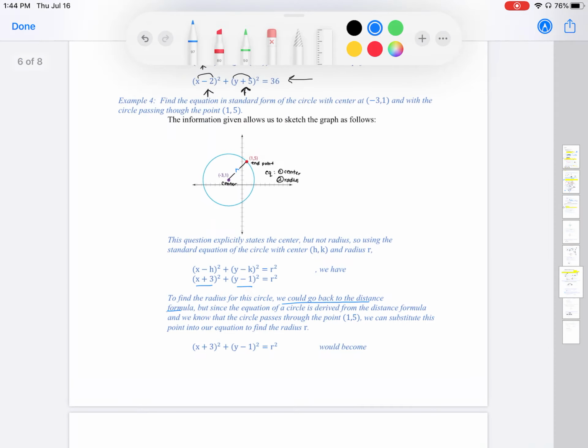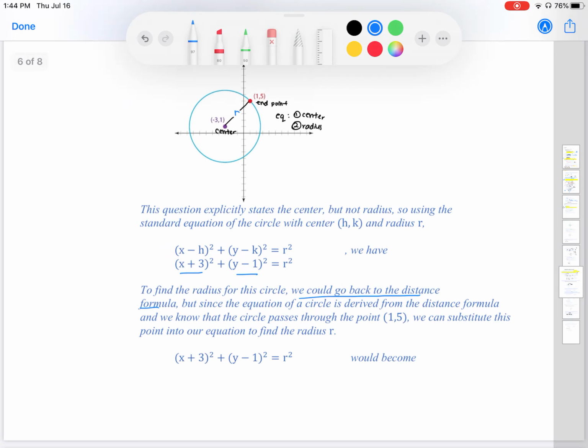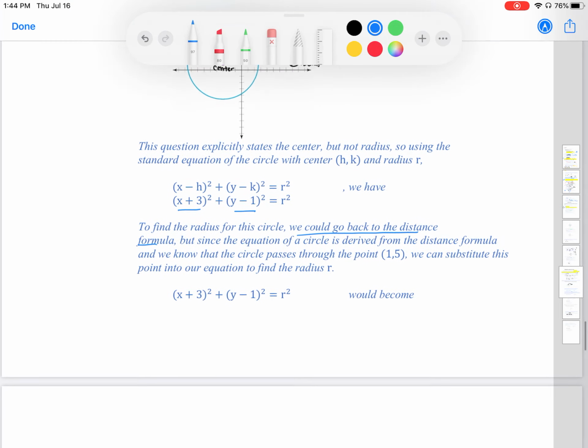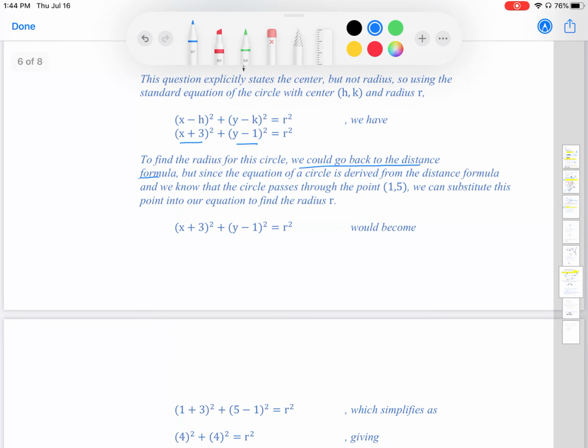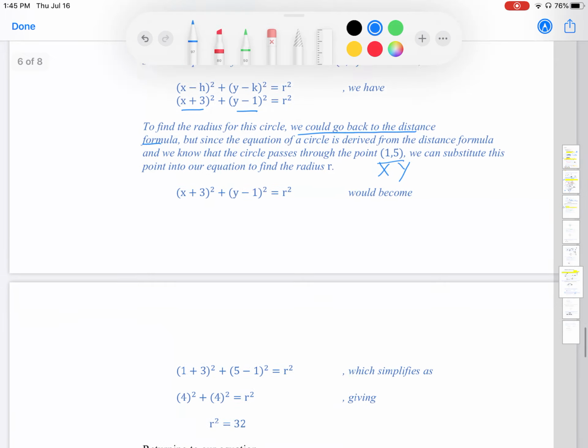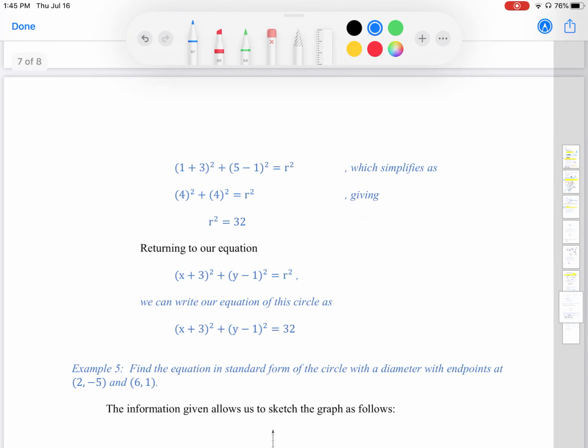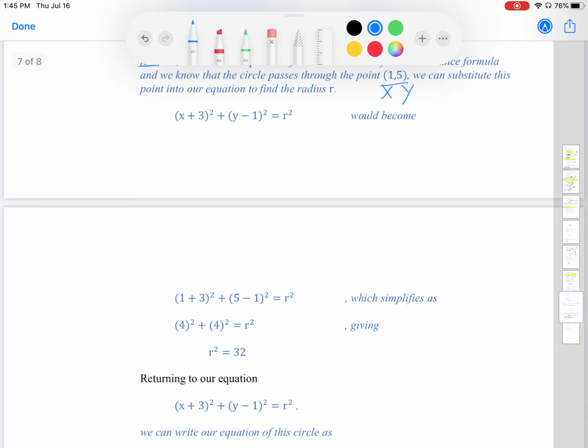So that was my first hunch. We need to find that radius. But because we have the formula of a circle, we can go about it a bit differently. Since the equation of a circle is derived from the distance formula, we know that the circle passes through the point (1, 5), and we can substitute this point into our equation. So we're going to let x be 1 and y be 5. All right, so we make that change with our x being 1 and my y being 5.